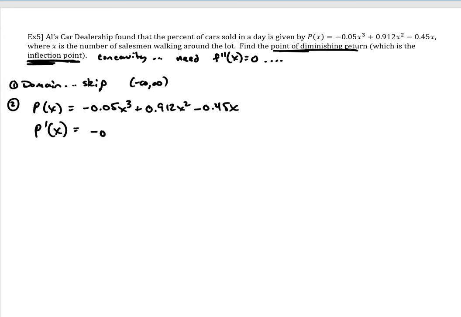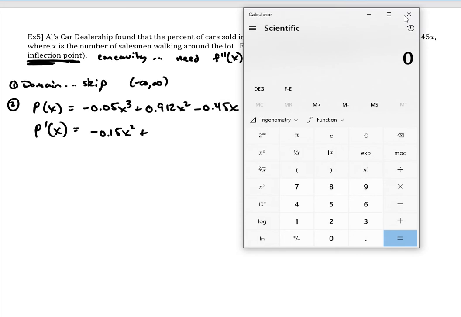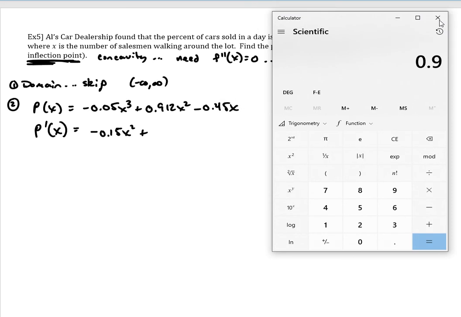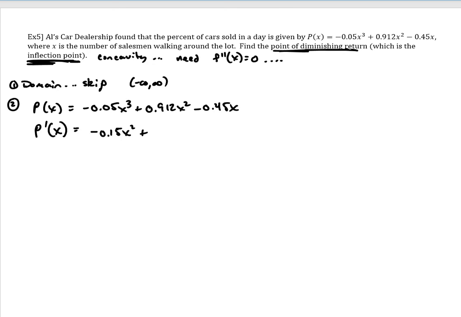So we would have negative 0.15x squared using the power rule, and then plus now 0.912. I'm going to use my calculator, the one that's just on the computer. 0.912 times 2 is 1.824. Okay, so 1.824 times x, since the 2 multiplied that, and then this one's nice, 0.45. Okay, so that's the first derivative. This is good for increasing and decreasing problems, but let's move on.